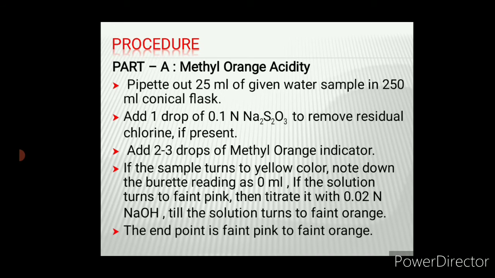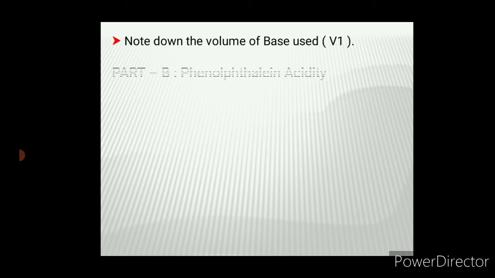So the actual end point is faint pink to faint orange. If any methyl orange acidity is present, then it will turn faint pink first after adding the indicator, and after titration it will turn to faint orange color. Then note down the volume of base used, V1 ml.